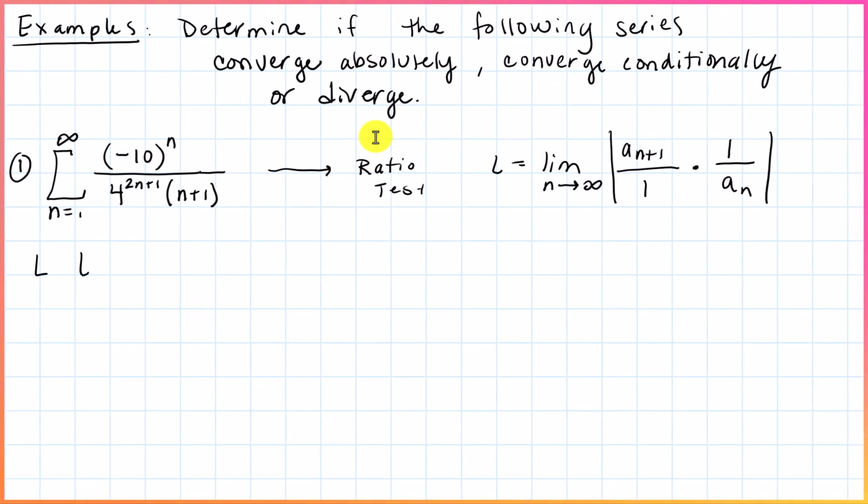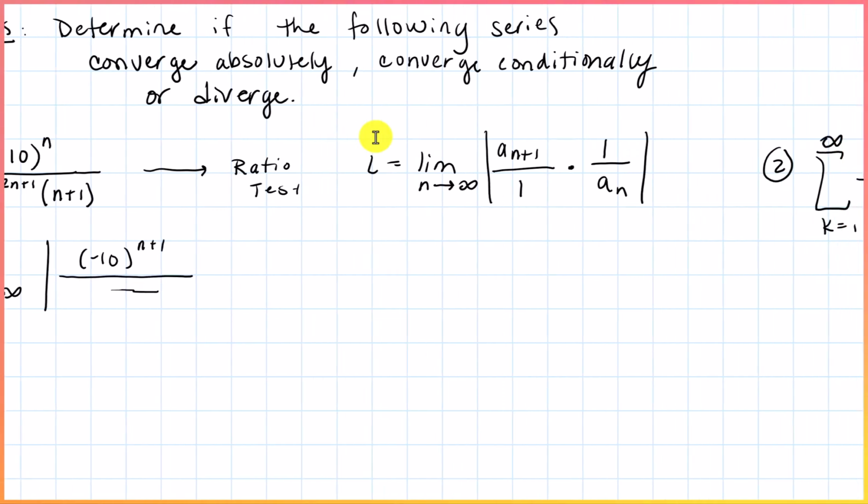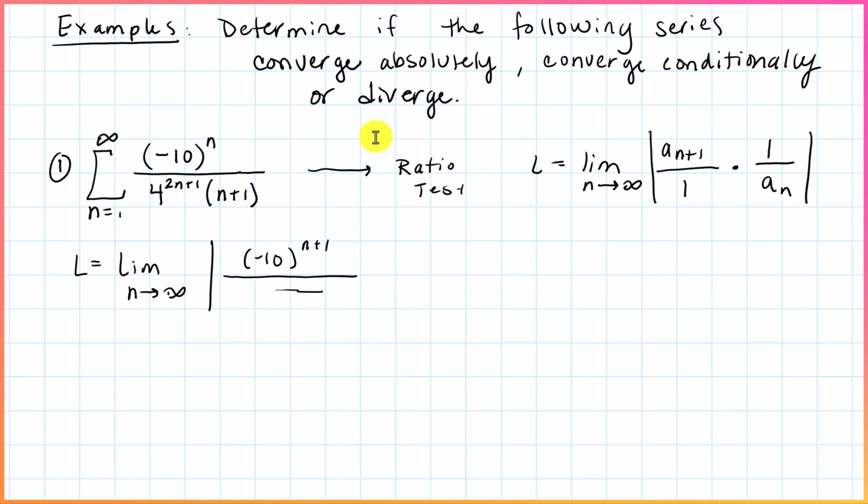So if we define L to be the limit as n approaches infinity, now when I plug in n plus 1, I get negative 10 to the n plus 1, and I'll write out all the algebra here on these first couple. 4 to the 2 times n plus 1 in the power there, and then n plus 1 plus 1. So we're replacing each of the n's, right? We're plugging in n plus 1 for the n plus 1 term.